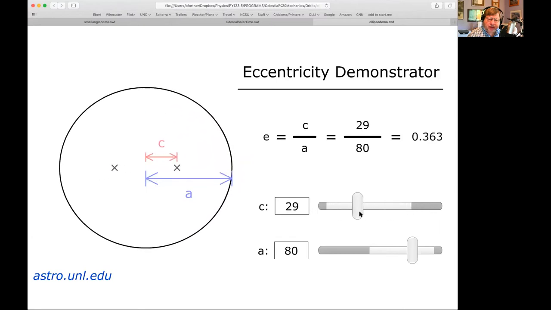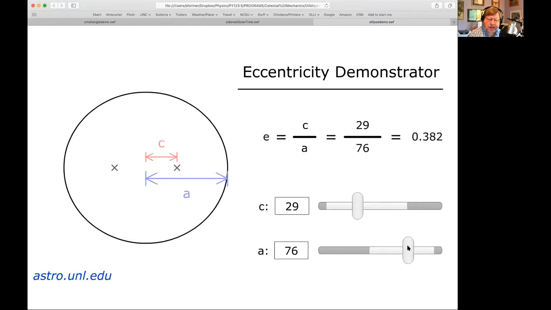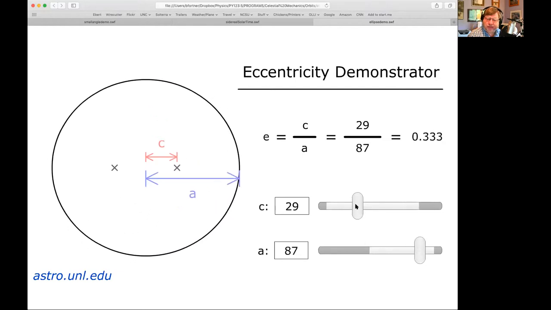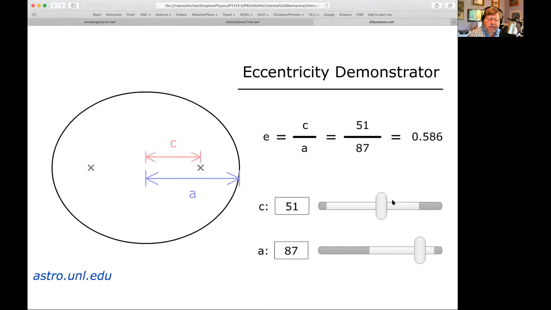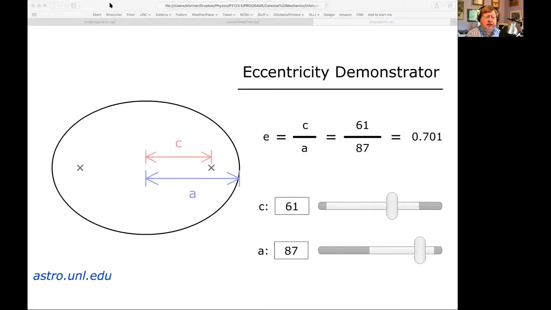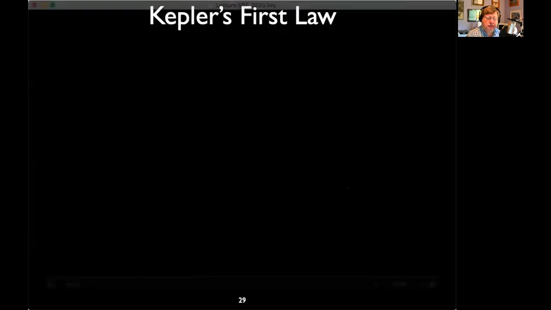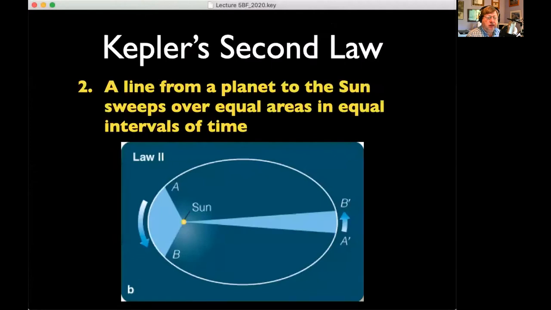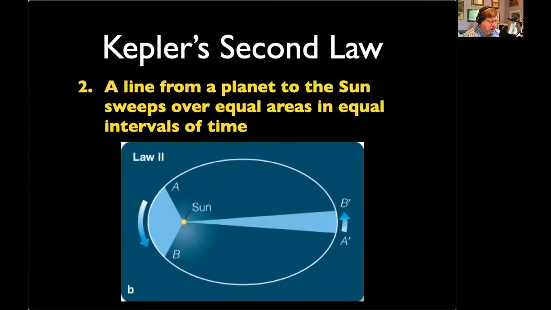And as I make this bigger, notice that the semi-major axis, so the major axis would be this. This is the semi-major axis, A. Make it bigger or smaller. Okay, so anyway, let's go back. So that was Kepler's first law, which of course you'll be responsible for.